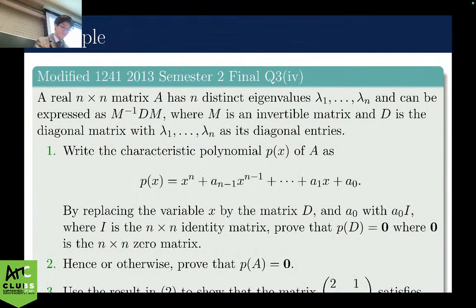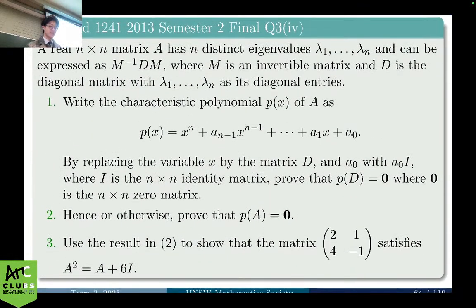Moving on, we'll start to do a little example now. A real n by n matrix A has n distinct eigenvalues, lambda 1 all the way to lambda n, and can be expressed as M D M inverse, where M is an invertible matrix and D is a diagonal matrix with lambda 1, and so on, lambda n as diagonal entries. So we are given a diagonalizable matrix already, because we have n distinct eigenvalues, which produces n linearly independent eigenvectors.